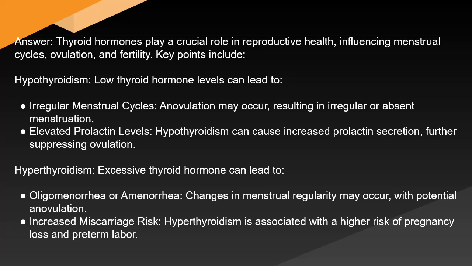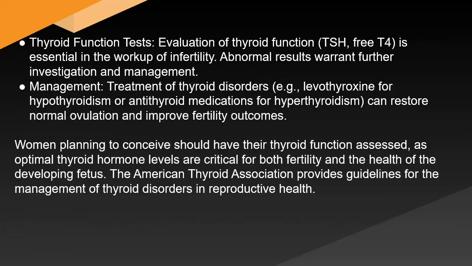Hyperthyroidism. Excessive thyroid hormone can lead to oligomenorrhea or amenorrhea. Changes in menstrual regularity may occur, with potential anovulation. Increased miscarriage risk. Hyperthyroidism is associated with a higher risk of pregnancy loss and preterm labor. Thyroid function tests. Evaluation of thyroid function (TSH) is essential in the workup of infertility.